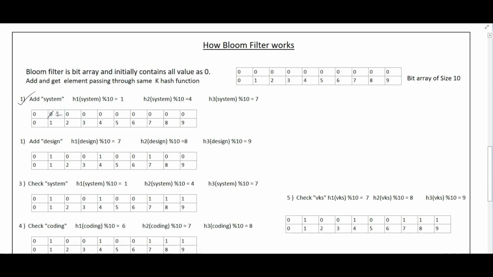Second hash function returns 4, so at index 4 we'll flip the value. Third hash function will return 7, so at index 7 we'll flip the value. Now after that, let's try to add design into the Bloom filter.